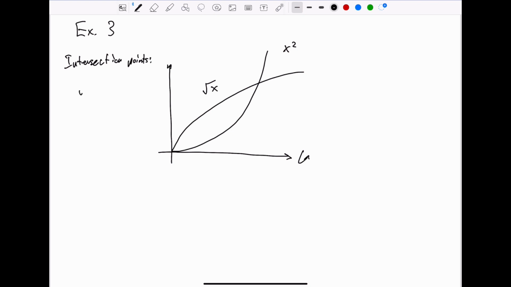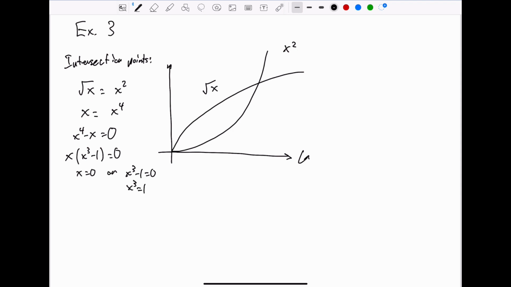So I set these two curves equal to each other and I solve for x. Well, if I square both sides, I get x equals x to the 4th, and then x to the 4th minus x equals 0. Factor out an x: x cubed minus 1 equals 0. So either x equals 0 or x cubed minus 1 equals 0. Well, x cubed equals 1.